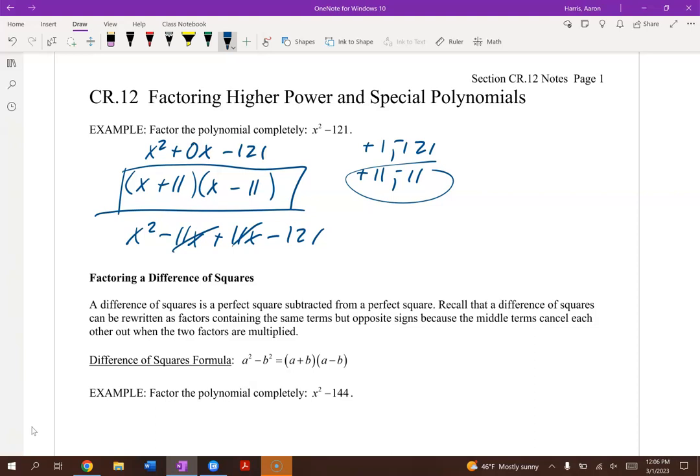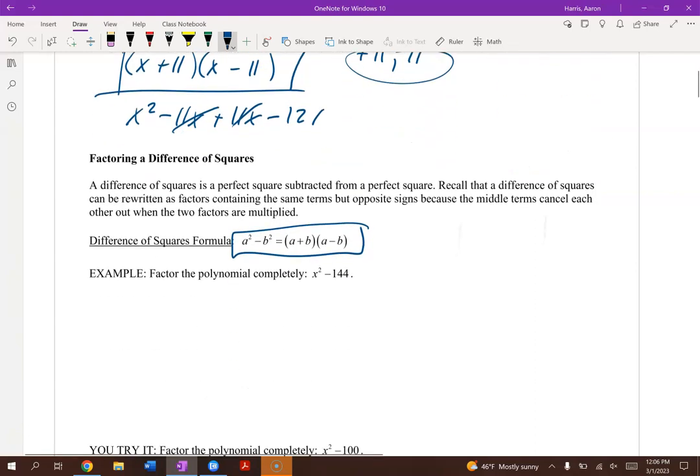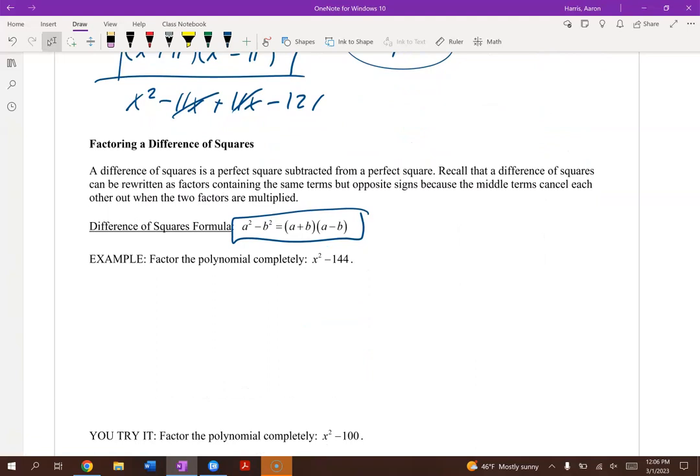So this is a special polynomial where if you have two things and a minus between them, called a difference, right? A difference between them, and they're both being squared, right? 11 squared is 121. Then they will always factor into a plus b, a minus b. It's called difference of squares, right? So here's another example: x squared minus 144.